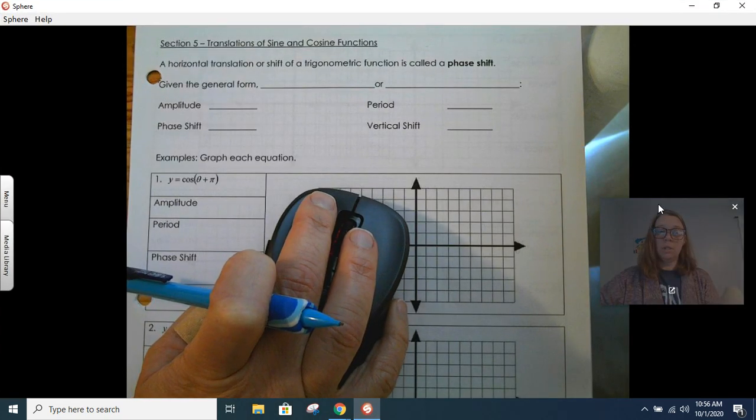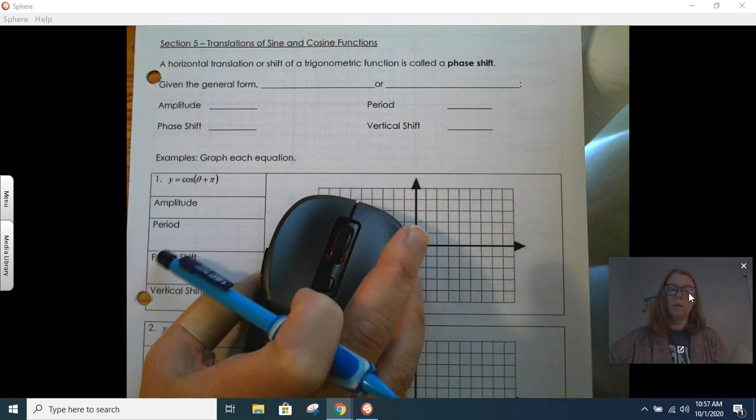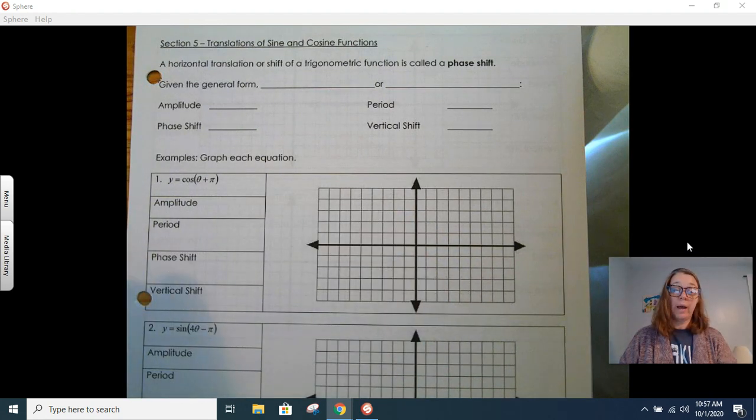Hello, pre-calculus students. So we are going to talk today about section 5 in chapter 6, translating sine and cosine functions. We talked before about amplitude and period changes. We're going to add to that translations, or shifts left, right, up, or down.